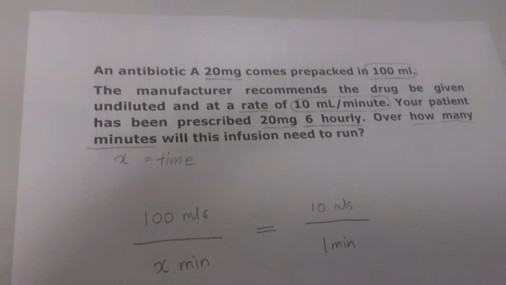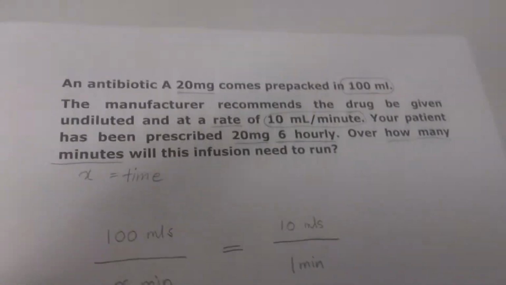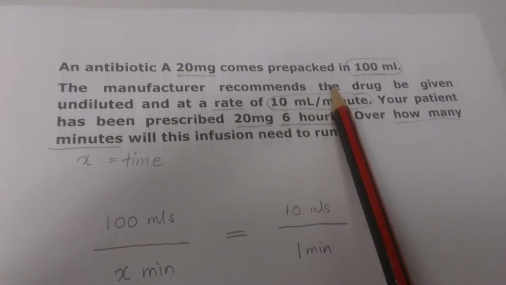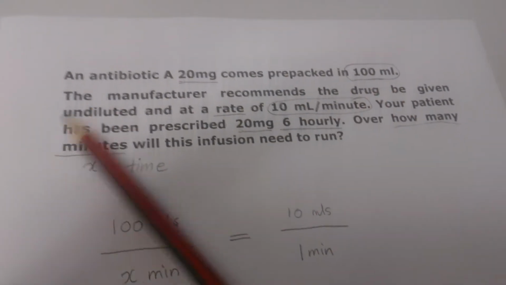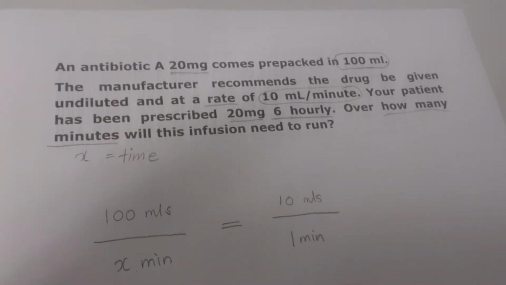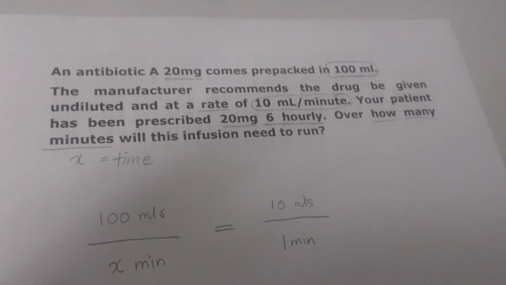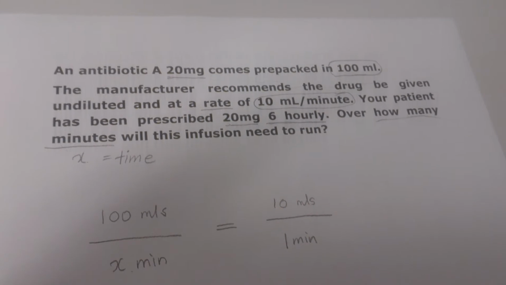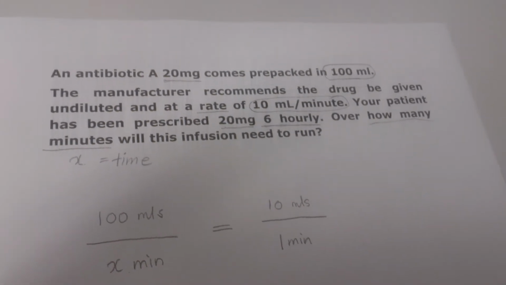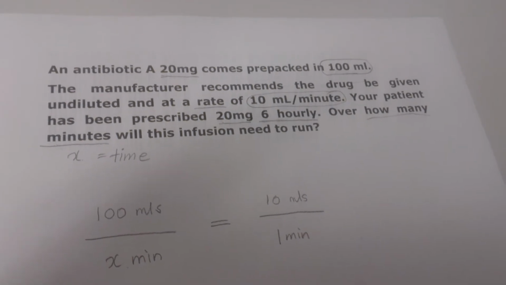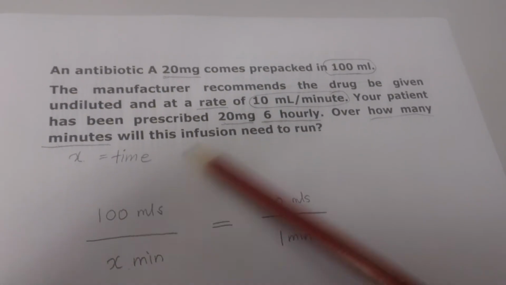A little bit more tricky question. On antibiotic A, 20 milligram comes pre-packed in 100 mils. The manufacturer recommends the drug to be given undiluted and at a rate of 10 mils per minute. Your patient has been prescribed 20 milligrams 6 hourly. Over how many minutes will this infusion need to run? So that's a little bit tricky.